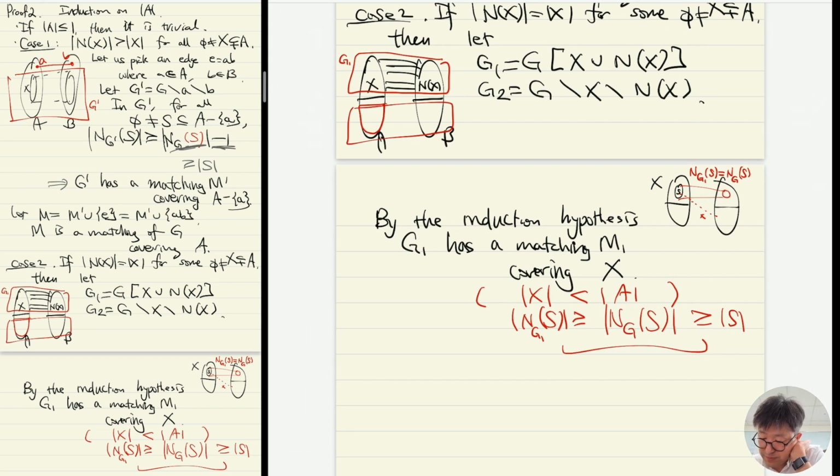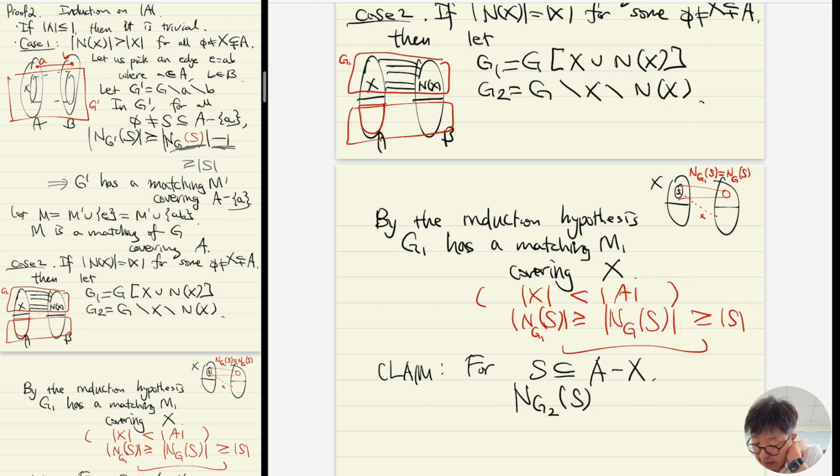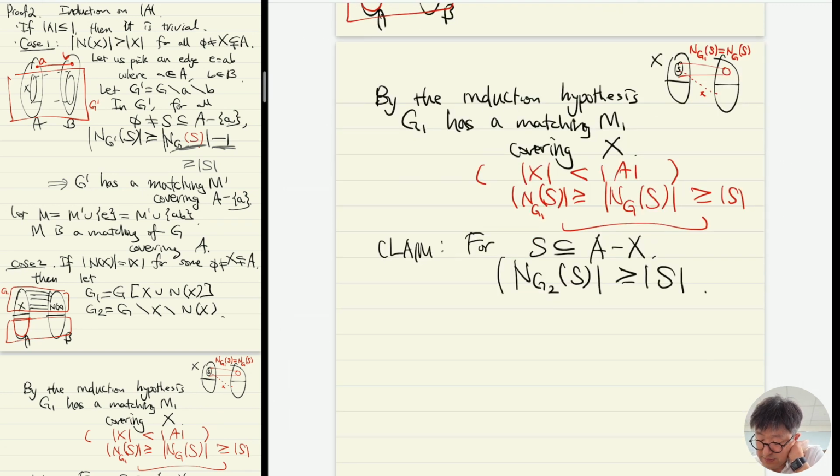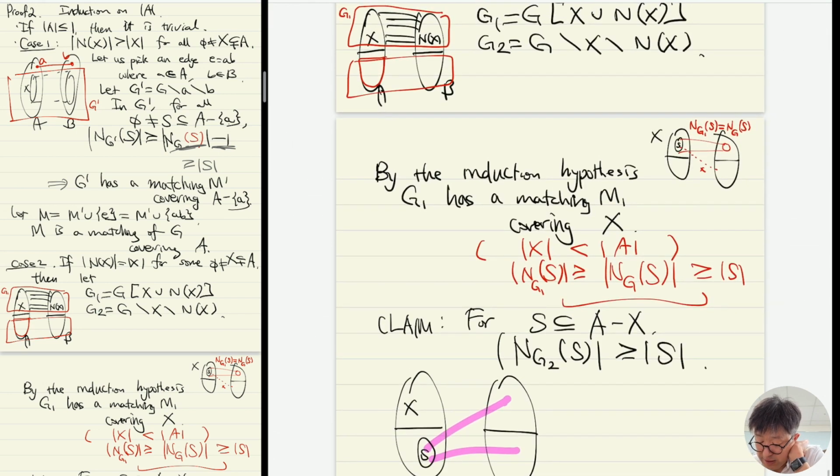How about G2? Now, I claim that for S, which is a subset of A minus X, the neighbor of S is at least the size of S. Why is this the case? So here's X, here's a neighbor. You may worry that S may have neighbors in both top and bottom. In that case, the neighbor of S may contain people here and people there, and so you may end up having more vertices than you can afford, right? So how do we prove this?